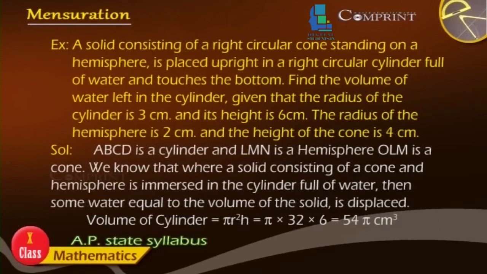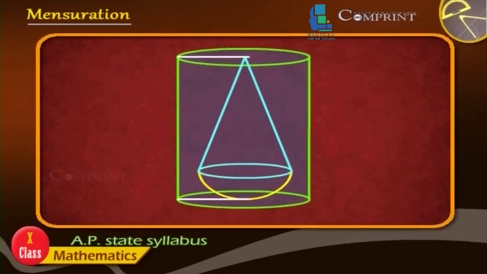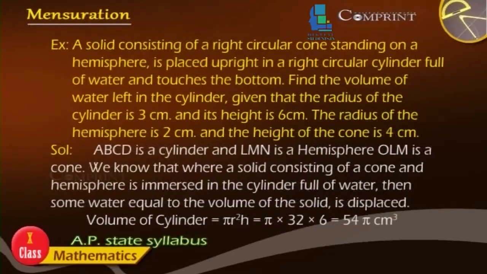Solution: ABCD is a cylinder and LMN is a hemisphere, OLM is a cone. We know that when a solid consisting of a cone and hemisphere is immersed in a cylinder full of water, then some water equal to the volume of the solid is displaced.